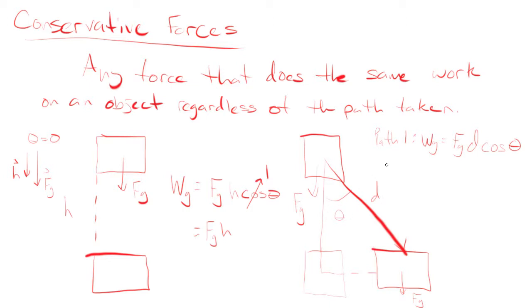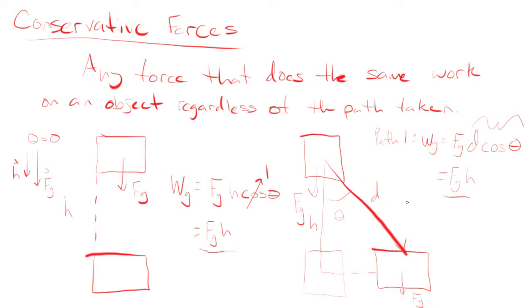Okay. Well, Fg d times cosine of theta, that seems like a trig identity. What we have right here is a right triangle. So if I take d, the hypotenuse, times the cosine of this angle, what side is that? Is that this side or this side? The vertical side. Well, that vertical side is just h, right? It's gone the same distance, h. So then we get the work done by gravity here is just Fg times h, which is the same thing as we have over here. So that's kind of interesting.